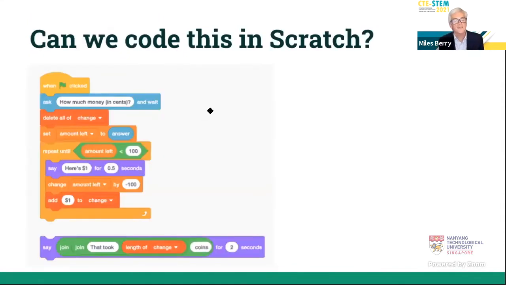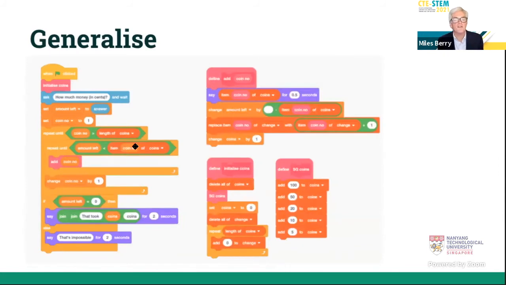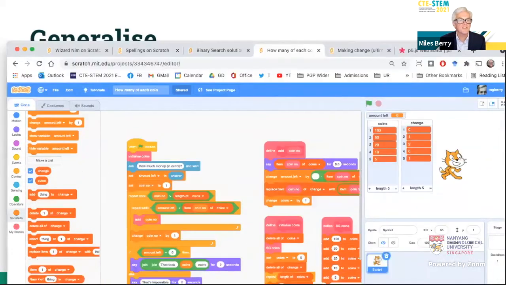You can code that in Scratch. Given an amount of money, start taking off dollar coins until you're left with less than $1, then start on the 50 cents, then start on the 20s, and so on. We can come up with a generalized solution to that now. Let me drag this back into position so you can see my code there.